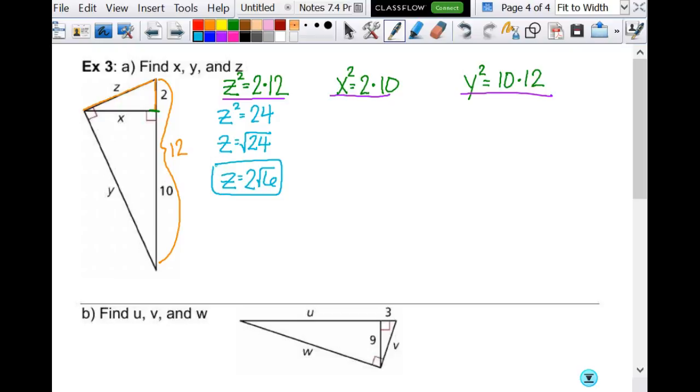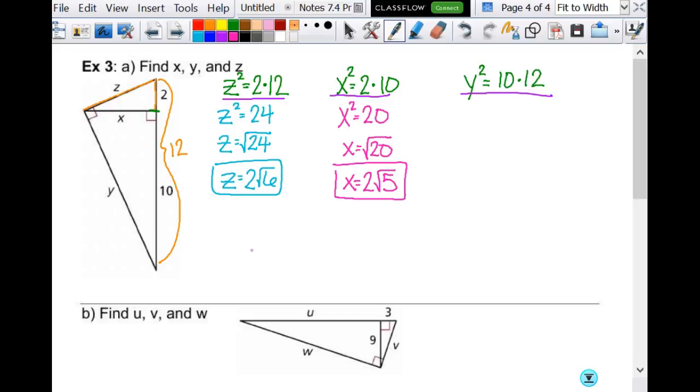Okay, then I can move on to X squared. So X squared is equal to 20. That means X equals the square root of 20. Do the factor tree if necessary, and you get 2 square root of 5.